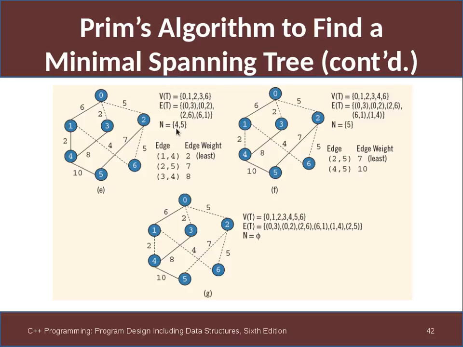We still need to go to 4 and 5. We can go from 1 to 4, weight of 2, because now we've gone to 1 from 6 over here. We can go from 2 to 5, right at that 7, and then 3 to 4. What is the least? 1 to 4. Which node is that adding? Our vertex 4. So we're adding the vertex 4.